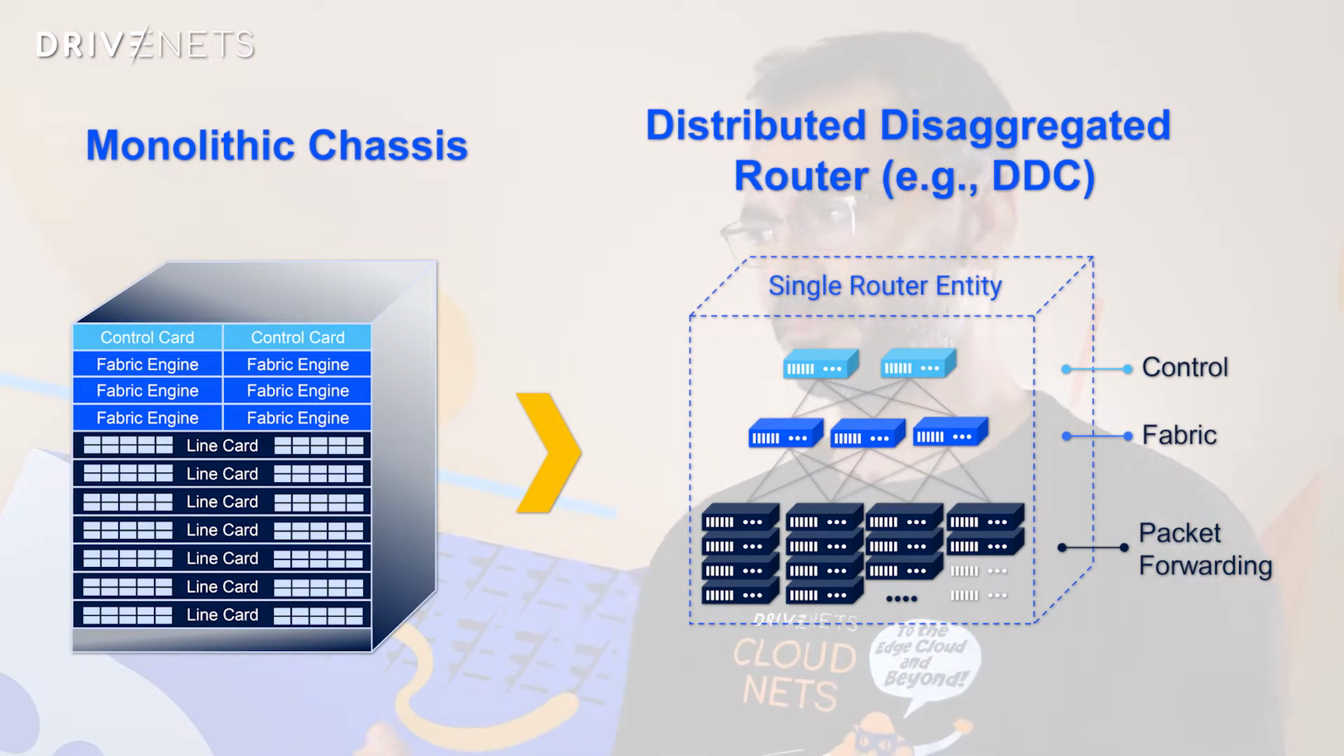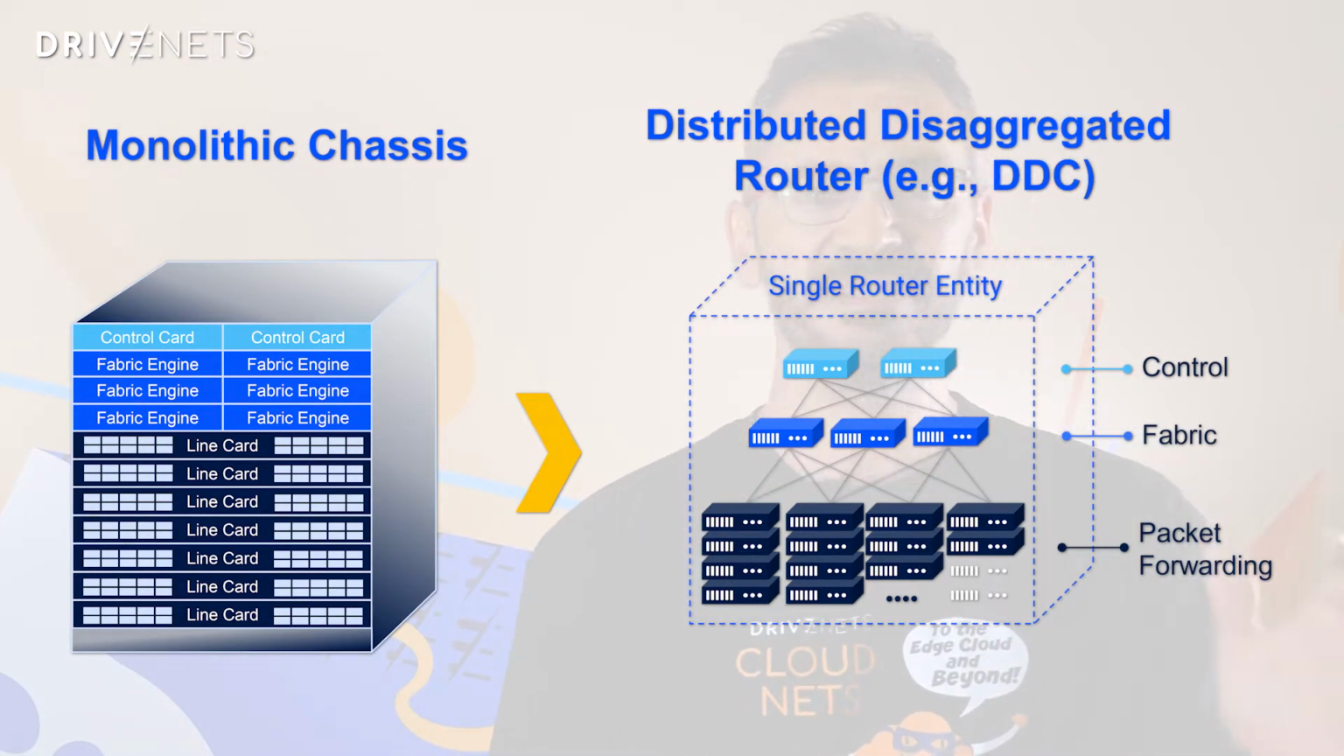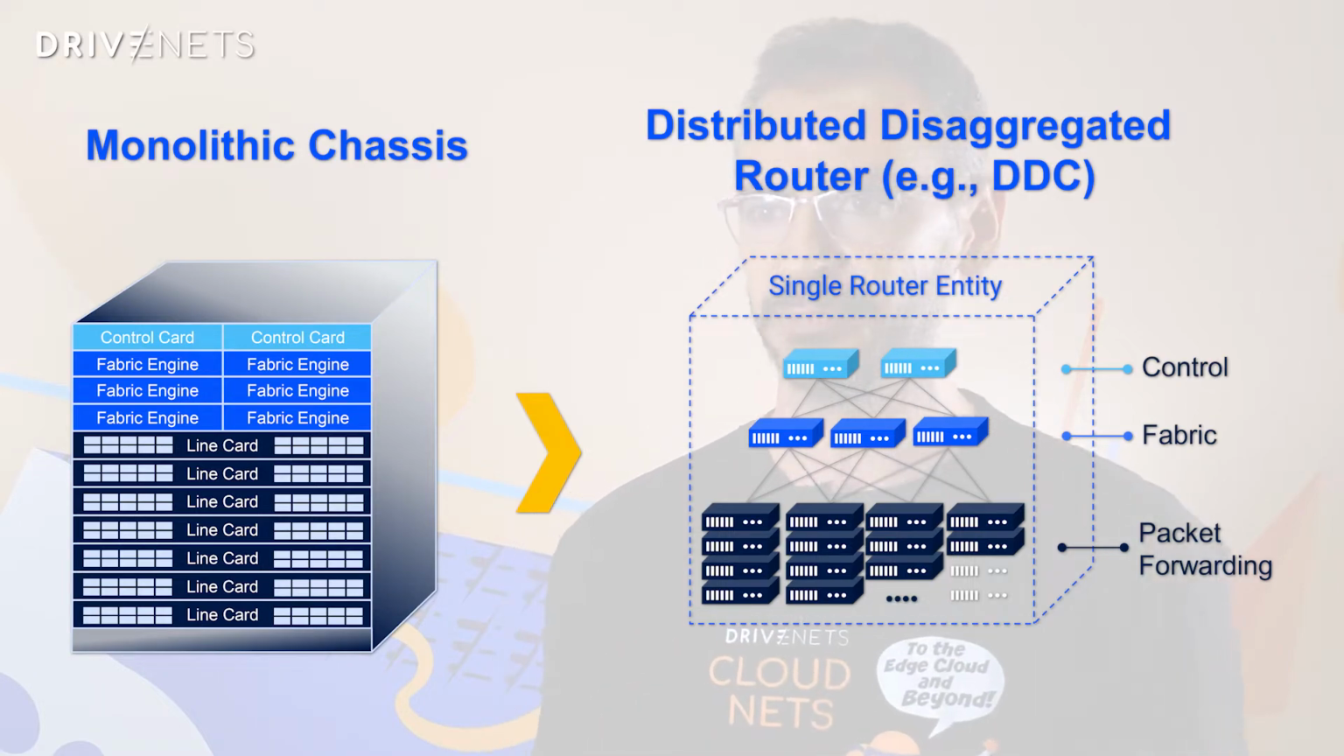Second is the failure radius. The bigger they are, the harder they fall, right? When you have a big chassis and it collapses, it damages the complete network. When you have one small box which is collapsing, it's small damage. Blast radius. Easy.